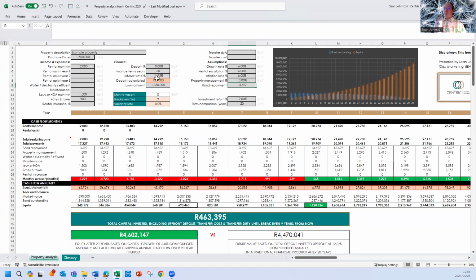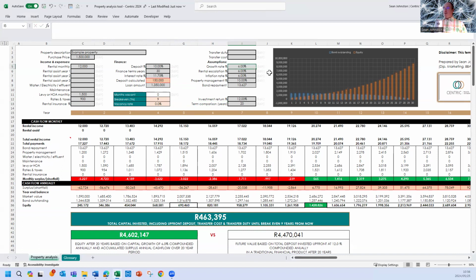So it's 13,627. If I put it on 20 years, it goes to 14,670. It just simply means that it's got 240 payments versus 360 payments. And obviously it depends on your affordability and cash flow.